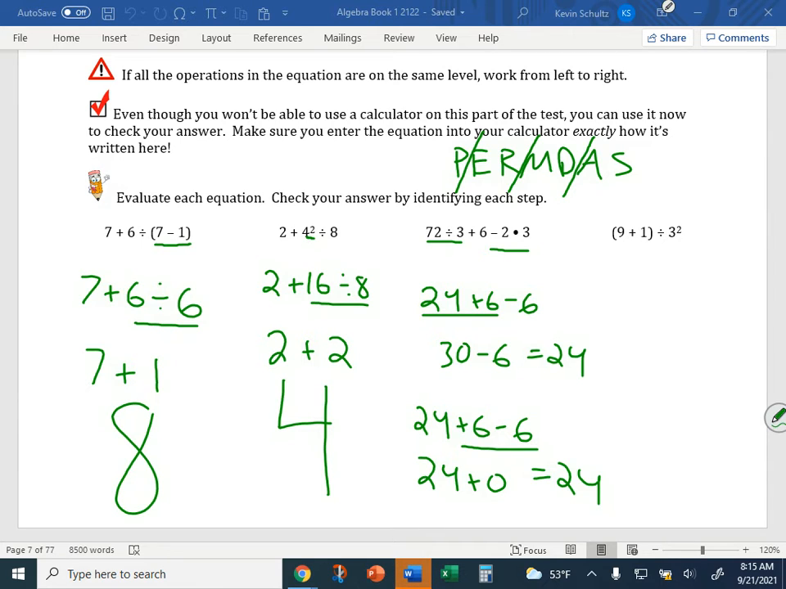Typically, though, we'd say work from left to right. But either way, it gets us to the same result. Last one to go over together. 9 plus 1, that's sum divided by 3 squared.